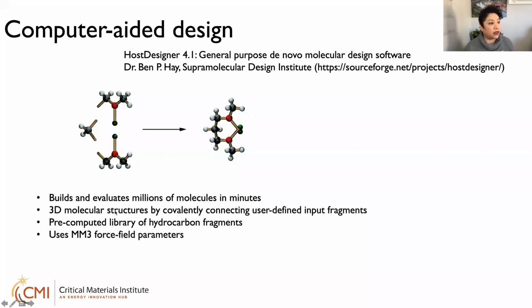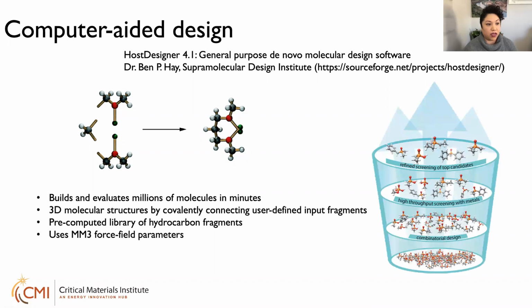It gets 3D molecular structures, and it already has all these pre-computed molecular fragments. And as I mentioned, the MM3 force field parameters have been expanded, so aside from actual computer design, you can also get structures for organometallic compounds. The idea being that from a large set of molecular fragments, you can start weeding out the types of molecules that you would not expect to do well, and start getting a refined list of candidates.